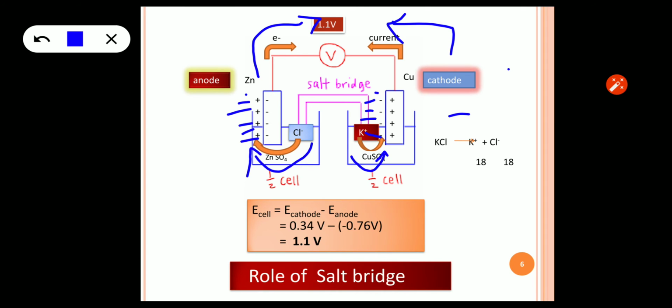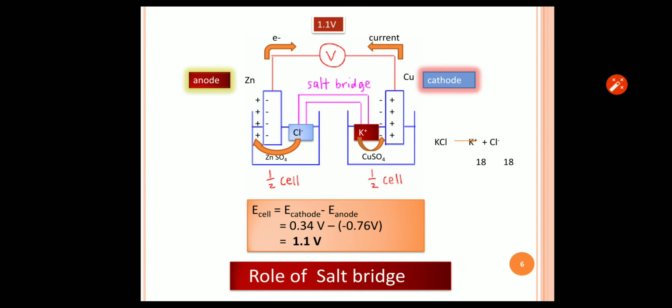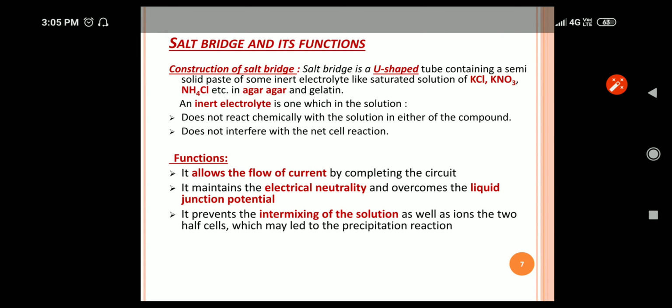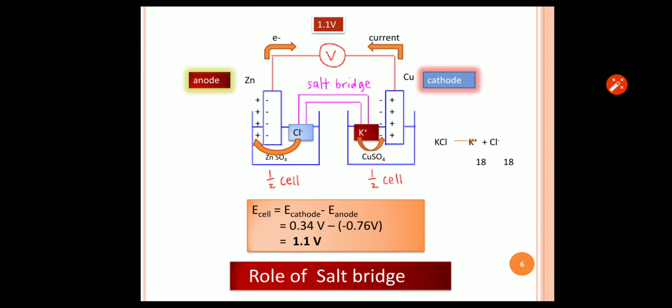Now, let us calculate the EMF of the galvanic cell. EMF is calculated using the equation E cell equals E cathode minus E anode. The cathode is the copper electrode, its potential is +0.34 volt. The anode is the zinc electrode, its potential is -0.76 volts. So if you combine these two, you have 1.1 volts. So a Daniell cell or a voltaic cell can produce an EMF of 1.1 volts.